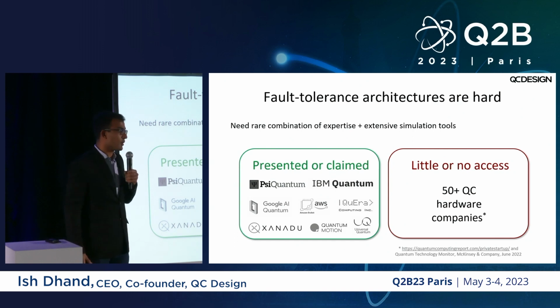But it's hard to build fault tolerance architectures. That's because this needs a team with expertise in fault tolerance and hardware, an exceedingly rare combination. And you need simulation tools that can potentially take years to set up and months to run. It's no wonder then that the list of companies that have demonstrated or claimed fault tolerance architectures is small. This leaves a massive gap in the ecosystem, with many quantum companies, big and small, looking for ways to get to fault tolerance.